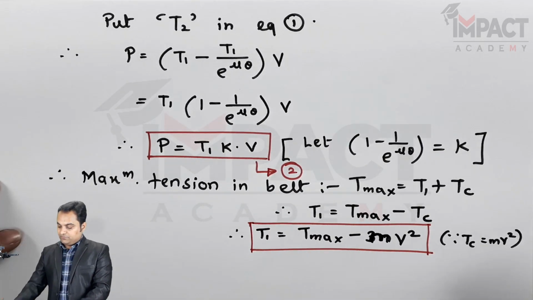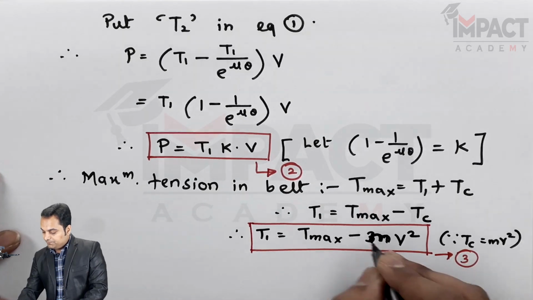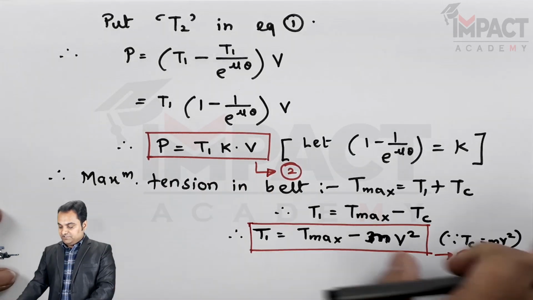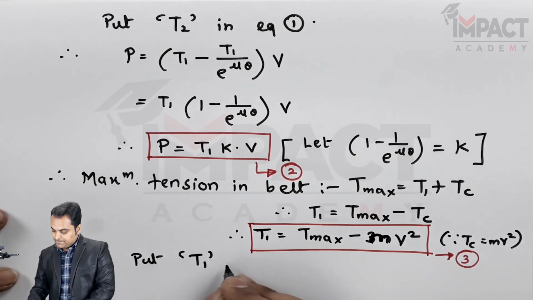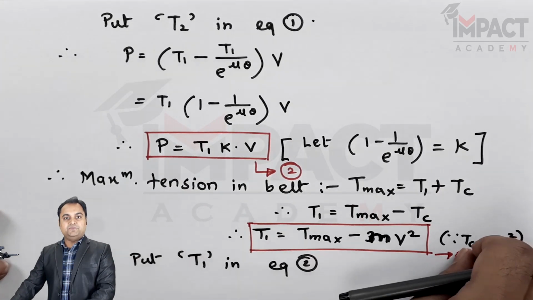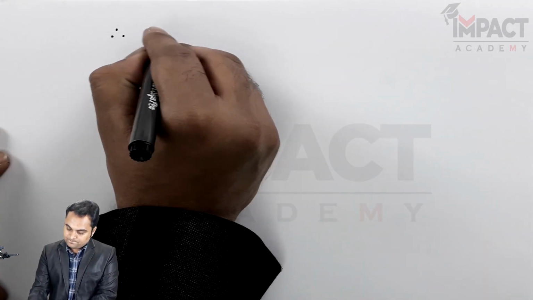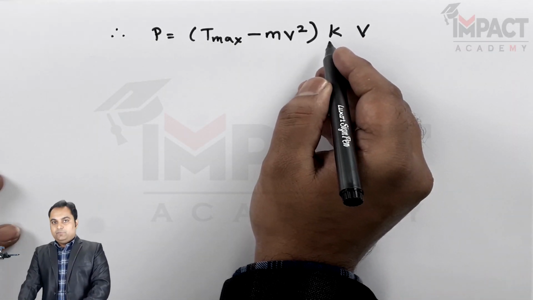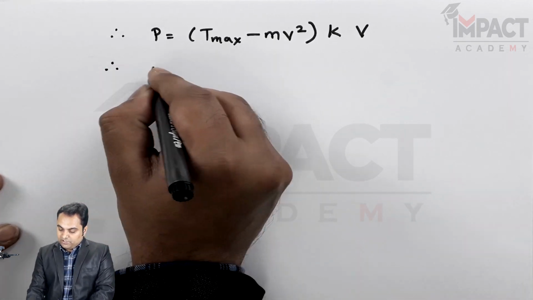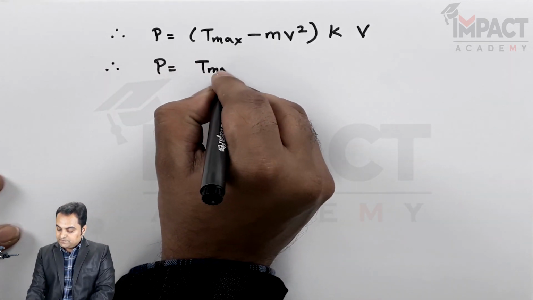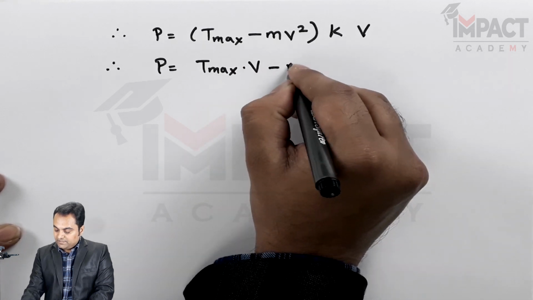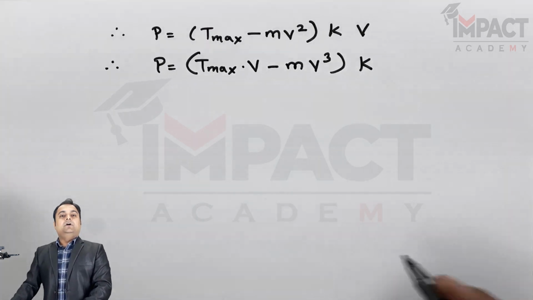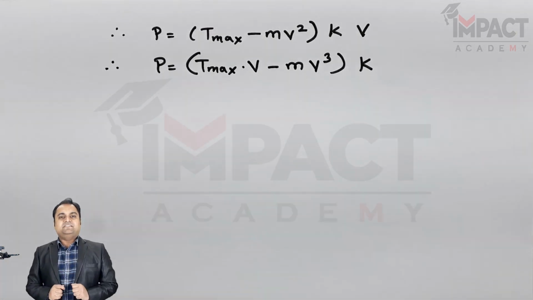So now I'll be putting this value of T1, keeping this as equation third, in equation number second, replacing T1. So therefore power transmitted will become, next, here we have K, I am going to multiply V inside, so this formula will become power is equal to K into (T max into velocity minus m v cube). Now I need to find the condition for maximum power transmitted.